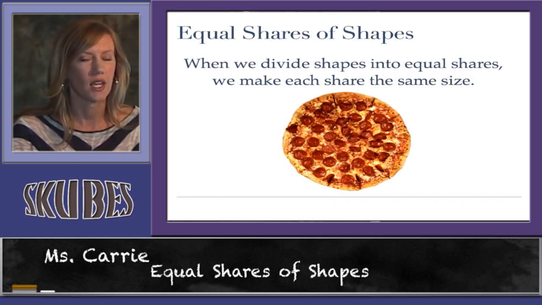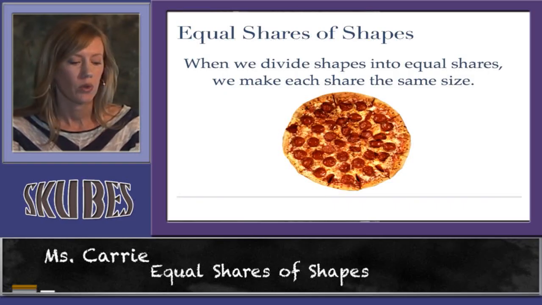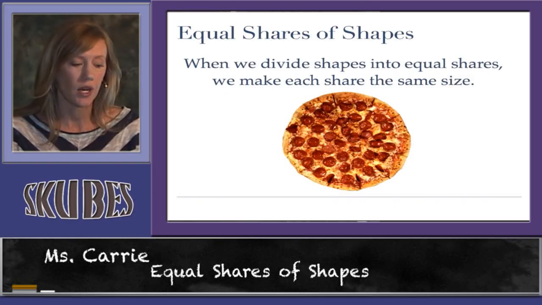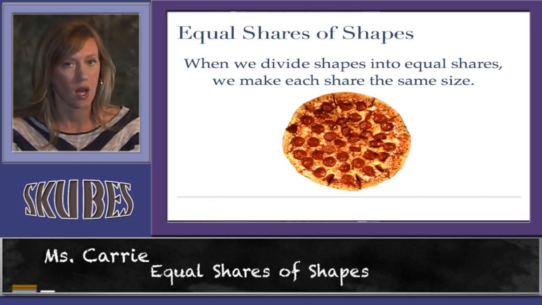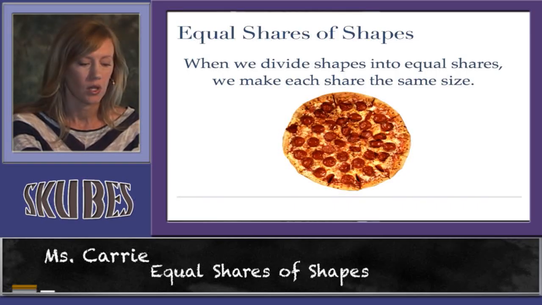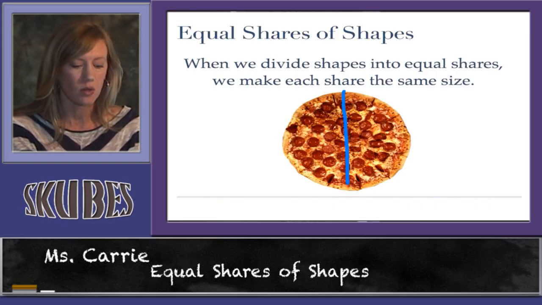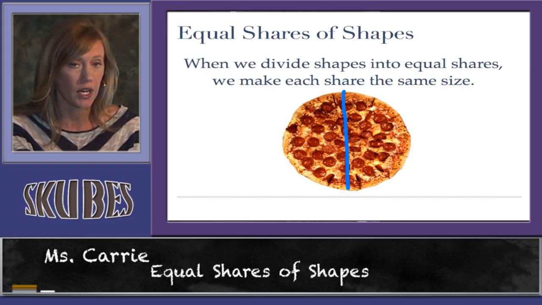This lesson is on equal shares of shapes. When we divide shapes into equal shares, we make each share the same size. Let's say you and a friend wanted to share this pizza. You would divide it right down the middle in half, so each of you would get the same amount of pizza. You would each get an equal share.